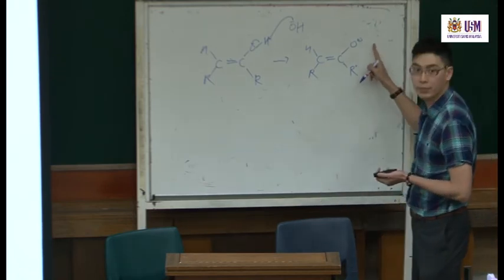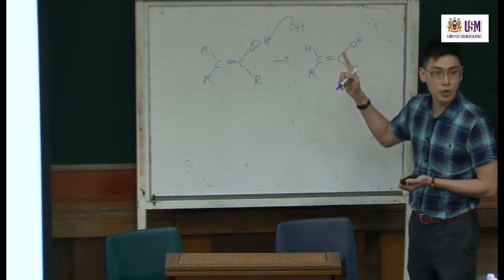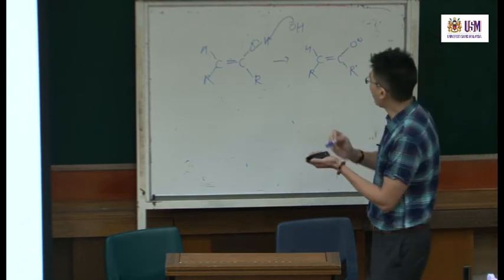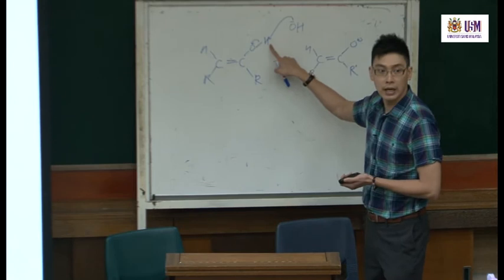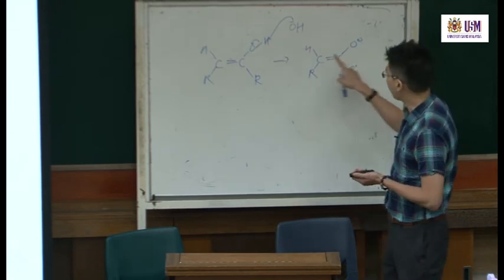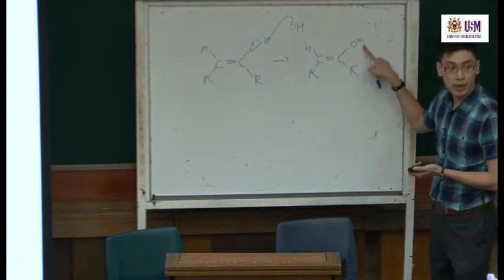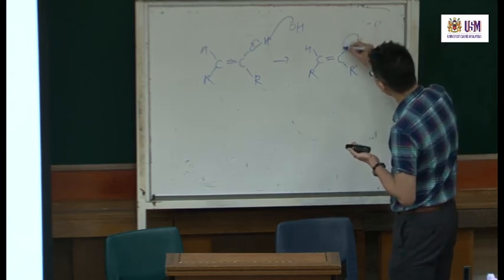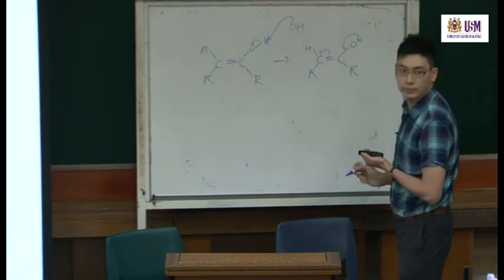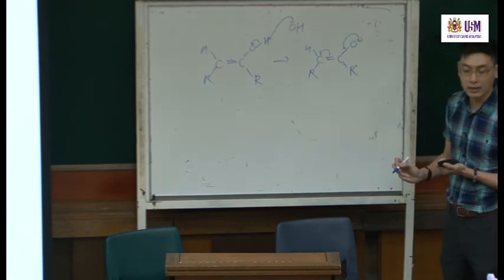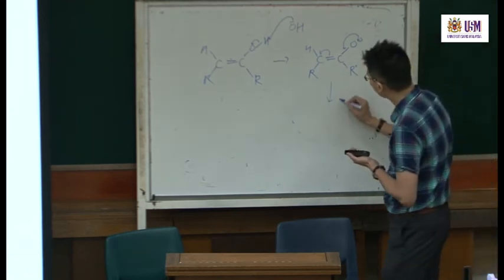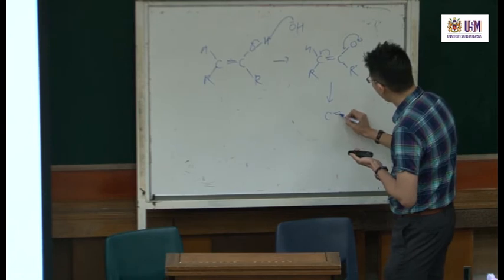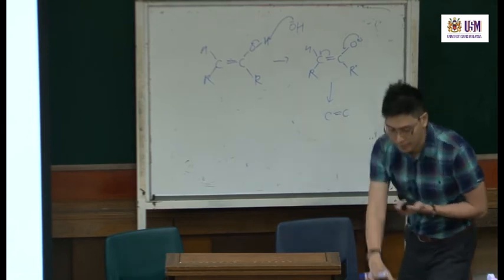Okay, now, what is the next step? You see, now the OH base attacks the alcohol H, forming this one. The next step will be, now you form a negative charge, so this one becomes, see? So you get a double bond, the double bond is broken already.